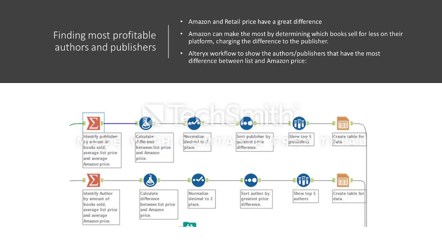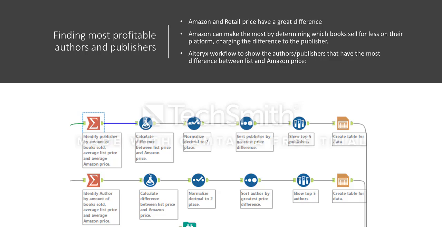With this data, we can find the most profitable authors, which is important for Amazon when it is comparing its prices with retail prices. Amazon can also make the most of this data by determining which books sell for less on their platform and make some of its money back by charging the difference to the publisher. Thus, we can use the Alteryx workflow to show the authors and publishers that have the greatest difference in price between the listing and Amazon price.